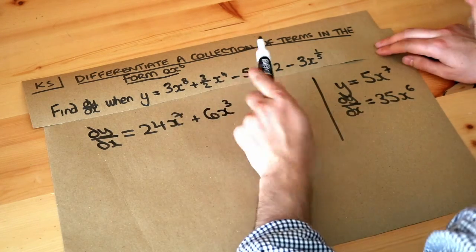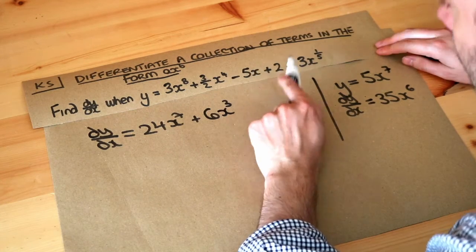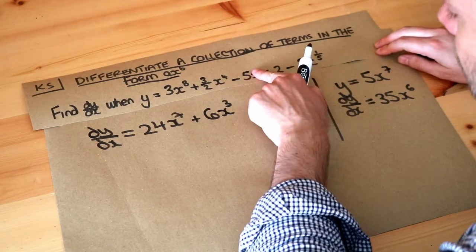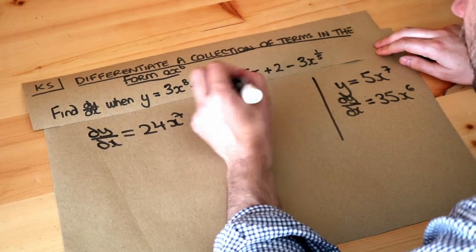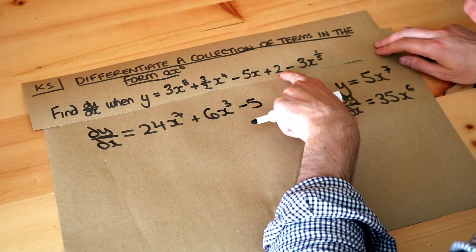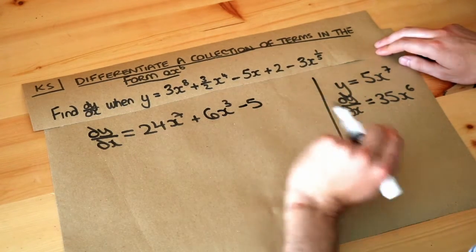Now, do you remember, if you just have a number x, like 5x, 7x, 10x, half x, you just drop the x when you differentiate it. So that's just going to become minus 5. And when you differentiate a constant, just like say 2 with no x at all, it just completely disappears.